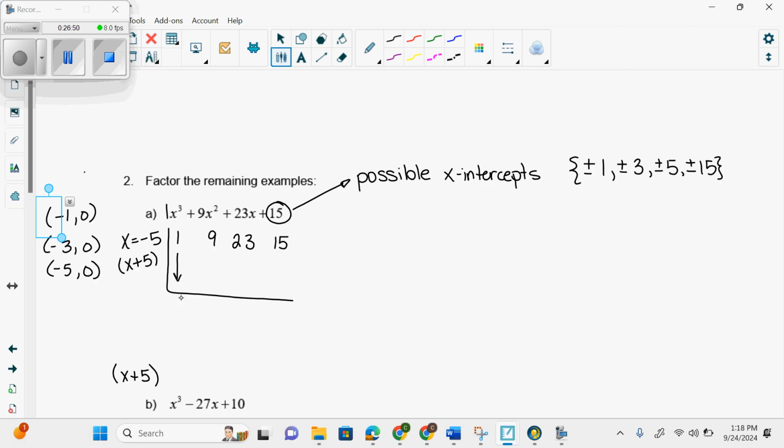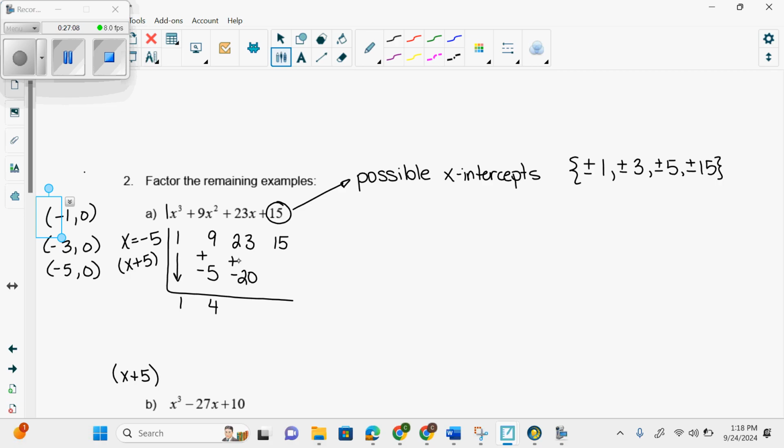I drop down the 1. Now I'm not going to do the actual multiplication add symbols. I'm just going to do them. So -5 times 1 is -5. Then I add them. 9 plus -5 is 4. Then I multiply. -5 times 4 is -20.